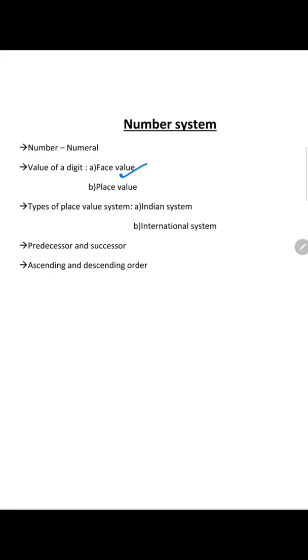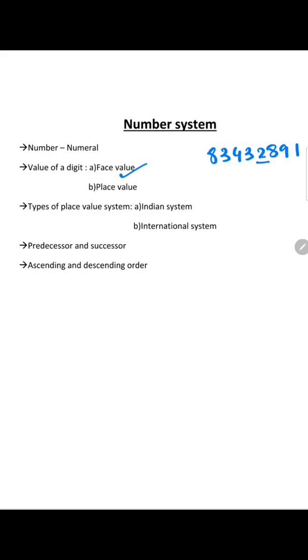If I take a number 83432891, this is a big number, right? But if I ask you a question, what is the face value of 2 in this particular number? Then we will tell 2 is the face value of 2.